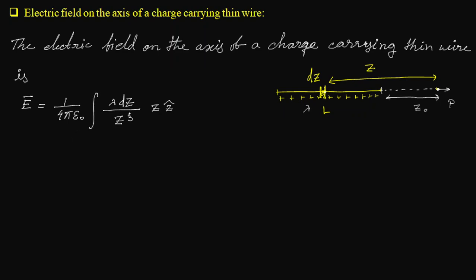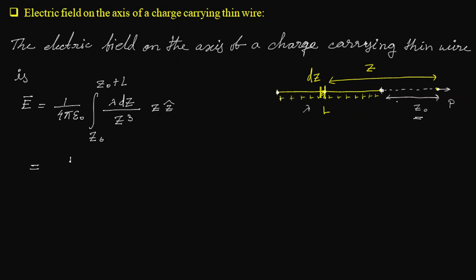Which region do we have to integrate over? You can see here, at this point, the value of z will be z0. The distance of this point from this point will be z0. And then we have to integrate up to this point, where the value of z will be z0 plus L. So we can put the limit z0 to z0 plus L.